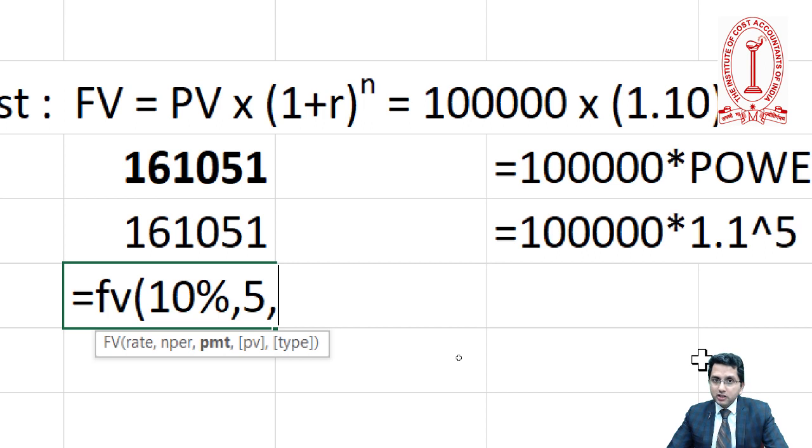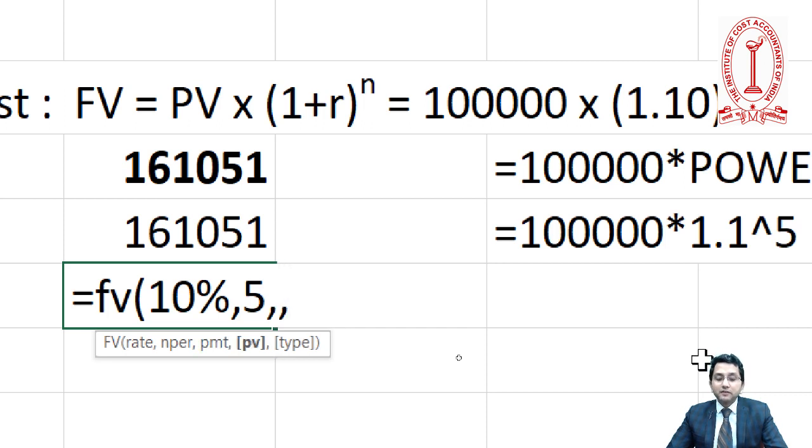So I would like to skip this PMT. Either I type a 0, and then, observe one thing. As soon as I put a comma, then NPER is in bold letters. So number of period 5, comma, input PMT. No, I don't have anything like PMT. So skip it. I type another comma.